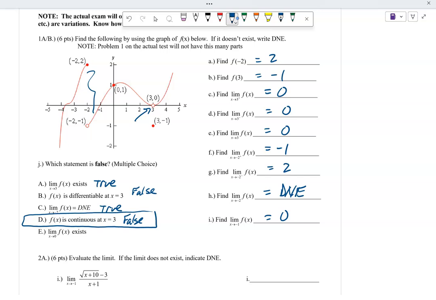The limit as x approaches 0 exists. It does exist as you approach 0 from the left and the right. It does agree. That is also a true statement. So I actually have two false statements on this one. So maybe I need to change this to like f of x is not differentiable at x equaling 3. If I made that statement, then that would become a true statement because it is not differentiable at x equals 3 because it's not continuous.